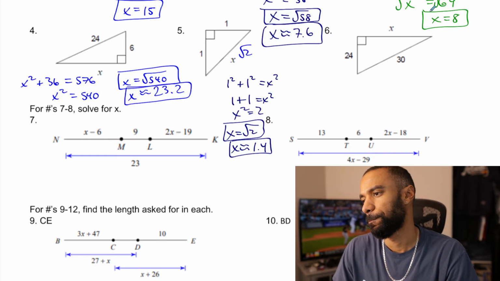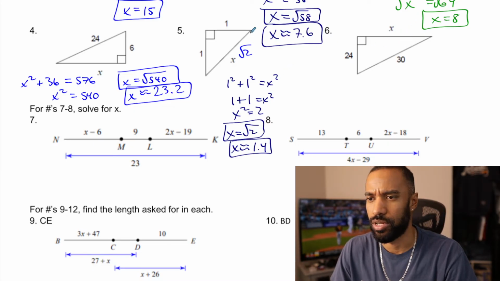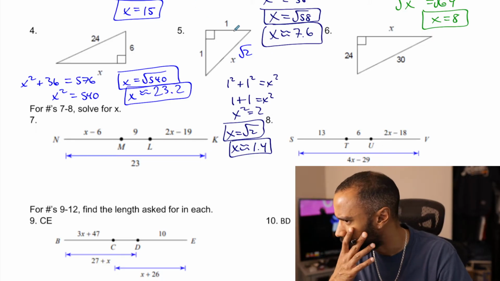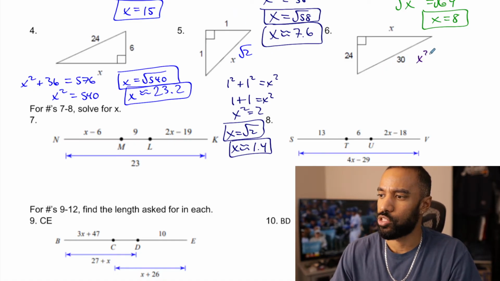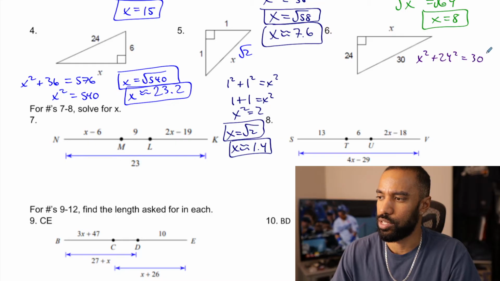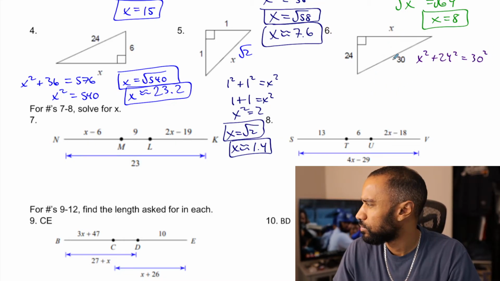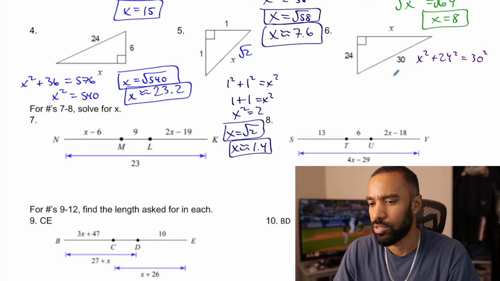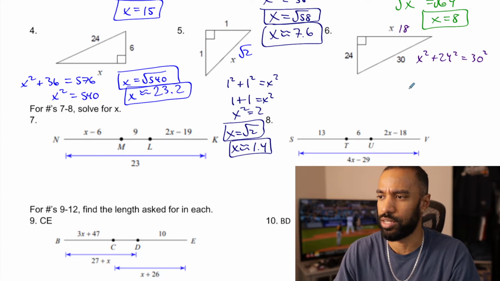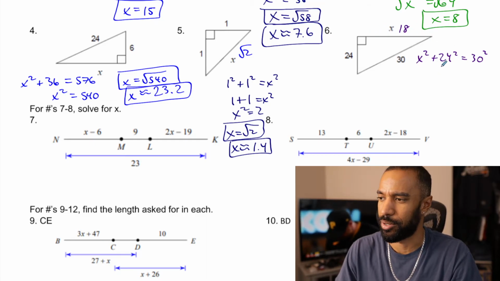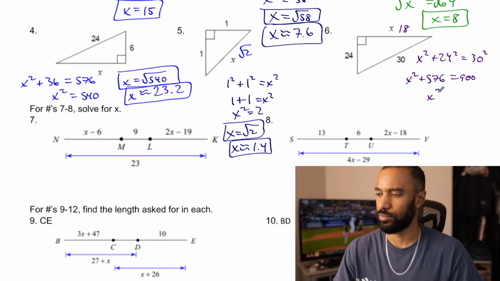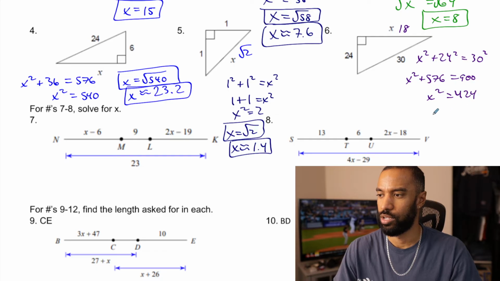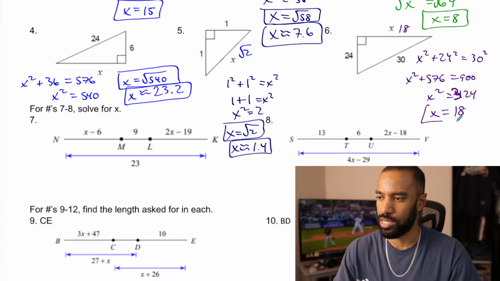And lastly, is that a Pythagorean triple? No, it's not. Not that I know. Let's work it out. X squared plus 24 squared equals 30 squared. Is it though? Oh, yeah, it is. This would be 18. It just didn't look it. X squared plus 576 equals 900. That gives you x squared equals 424, which I believe is x equals... Oh, I'm sorry, 324, which is x equals 18.